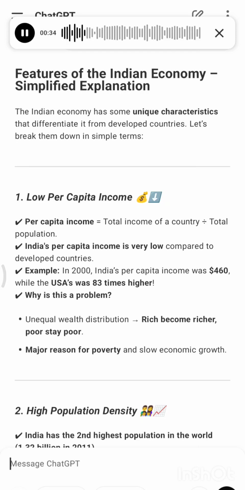Why is this a problem? Unequal wealth distribution: the rich become richer, the poor stay poor. It is a major reason for poverty and slow economic growth.